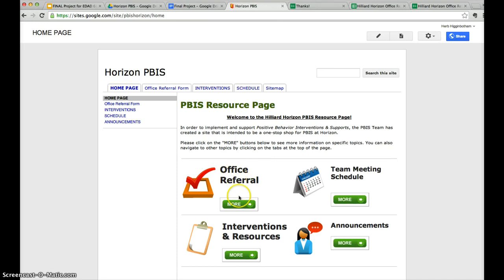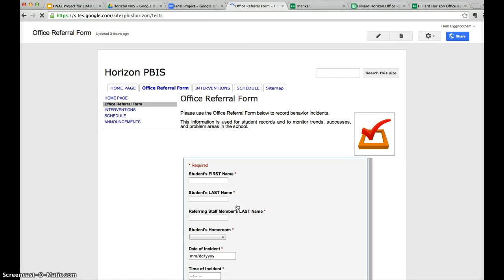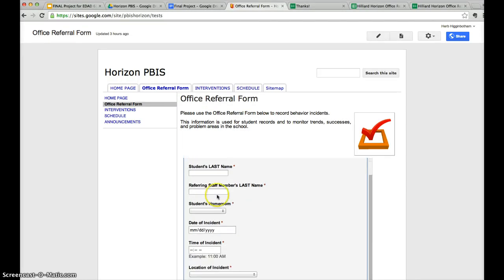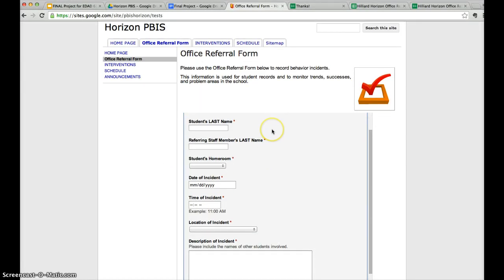And finally, the office referral form. This is going to be really crucial in determining the overall success of the project. Referral data is going to be collected through this Google form, and this data is going to be summarized, because what Google Forms does is that it actually puts all the information that's submitted through the form into a spreadsheet. That spreadsheet could then be analyzed by the PBIS team or teachers who are interested in it, and really start helping us to see whether or not our implementation strategies are being effective.